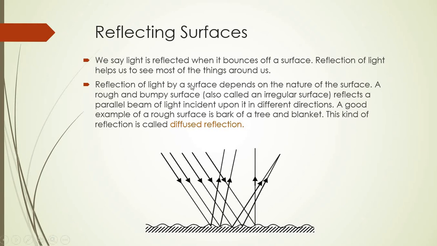Now, reflection of light by a surface depends on the nature of the surface. Means reflection of the light depends on the nature of the surface, what material it is made of, and what the texture of that material is.